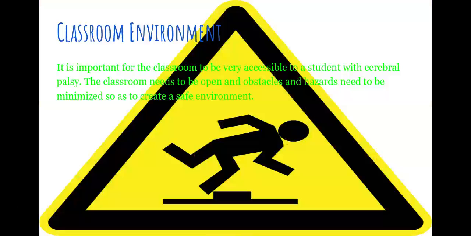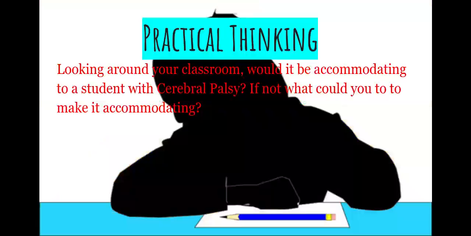As we come to the end here, if we do some practical thinking, looking around your classroom, would it be accommodating to a student with cerebral palsy? And if not, what could you do to make it more accommodating? What would you try? Would you move things around? Would you need extra equipment? Things like this. These are things to think about.